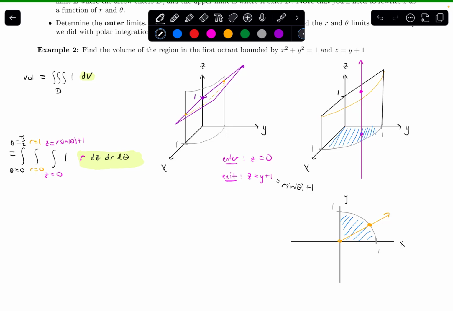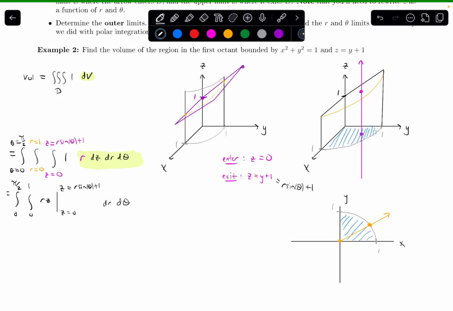So let's focus on the innermost integral first. The outer ones stay as they are, 0 to pi over 2, and then 0 to 1. The innermost integral has z as the variable, because it's dz. That means I treat r as a constant. So that antiderivative would be rz. And then I plug in z equals 0 and z equals r sine theta plus 1. And I'll still have the dr and the d theta.